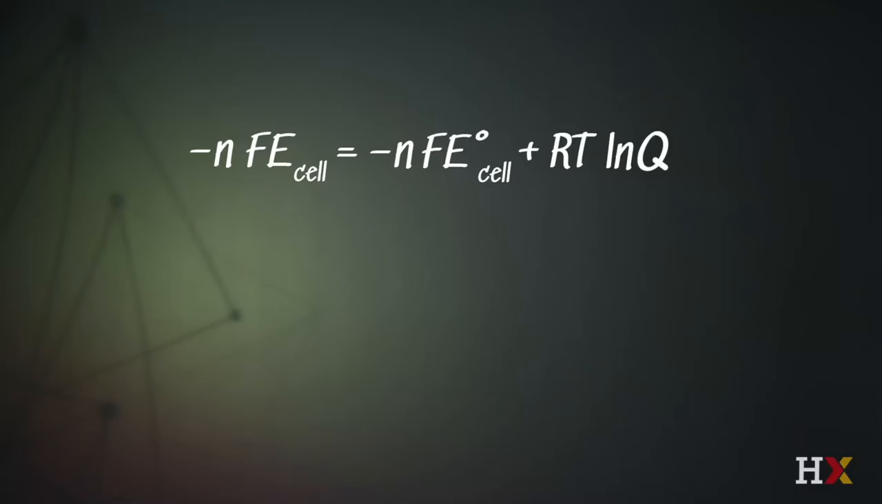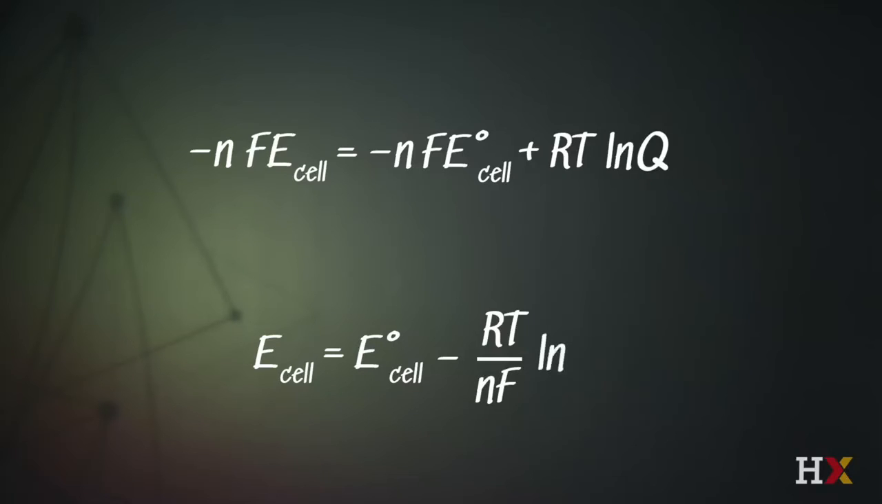And so that provides the foundation, because all I have to do is divide through by minus NF, and I come up with the expression for the cell voltage under non-standard conditions, which is equal to the cell voltage under standard conditions minus RT over NF times the natural log of Q.